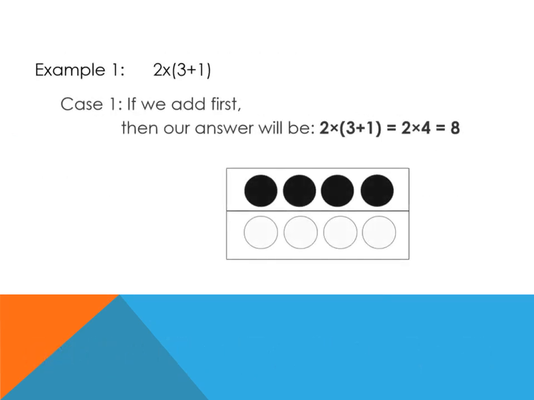Let us look at our first example. Our equation is 2 times 3 plus 1. If we add first, then our answer will be 2 times 3 plus 1 is equal to 2 times 4, which is equal to 8.